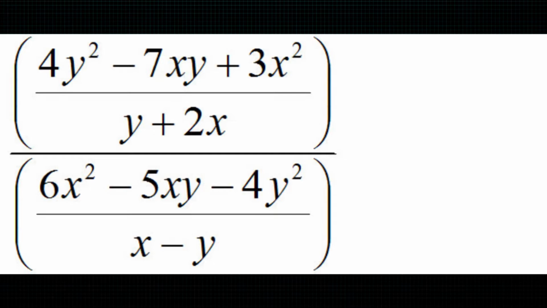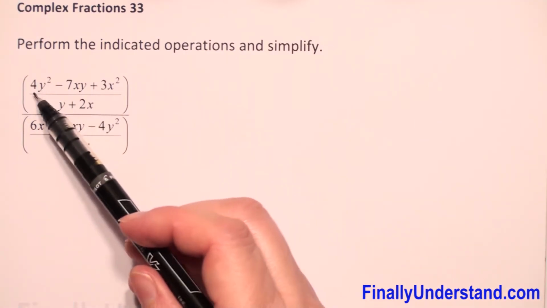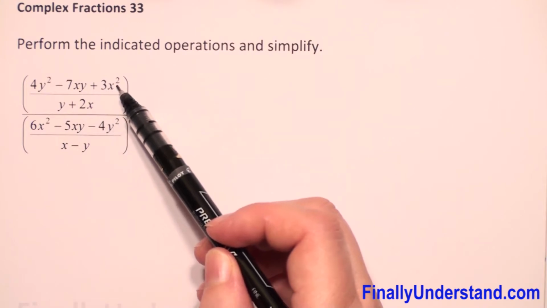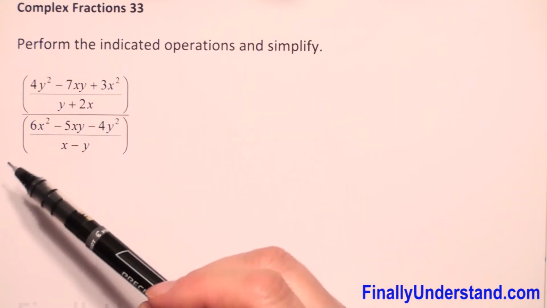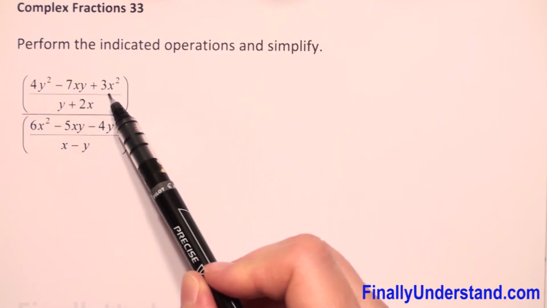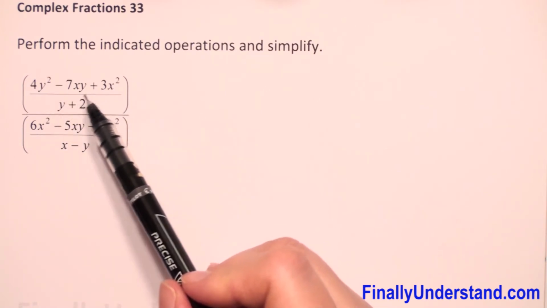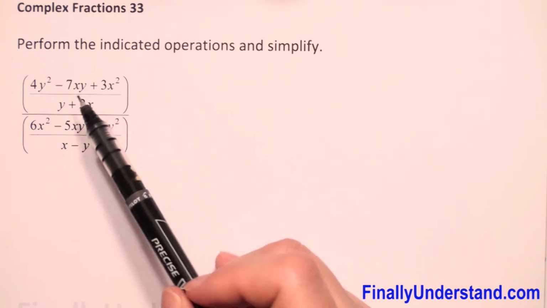We have a complex fraction. First, let's see what we have here in the numerator. We have 4y squared, 7xy, 3xy. So if we forget for a second about x's, we can treat this expression in the numerator like a quadratic trinomial, and we can try to factorize it by using the grouping method.